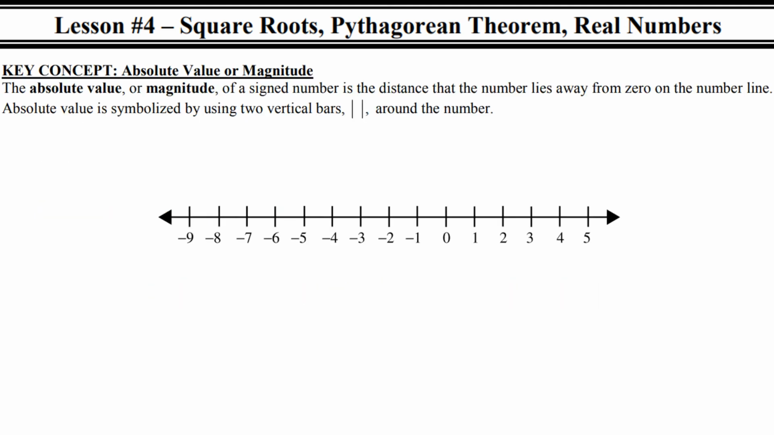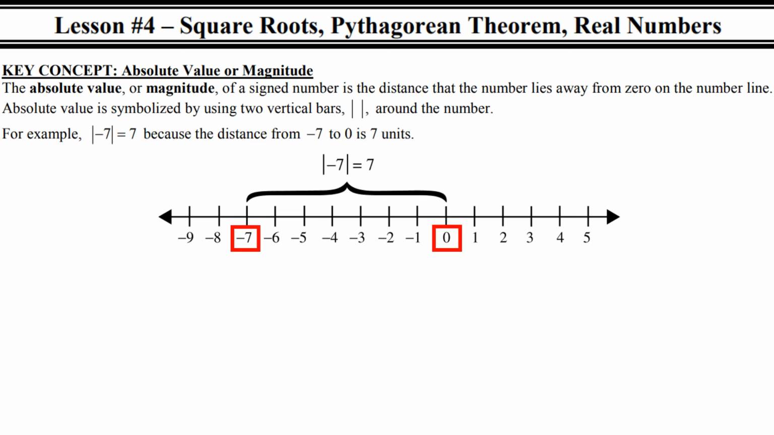This brings us to the key concept known as absolute value or magnitude. The absolute value of a signed number is the distance that that number lies away from 0 on a number line. Absolute value is symbolized by using two vertical bars, and we put the number inside. For example, the absolute value of negative 7 is 7. This is because the distance from negative 7 to 0 on the number line is 7 units.